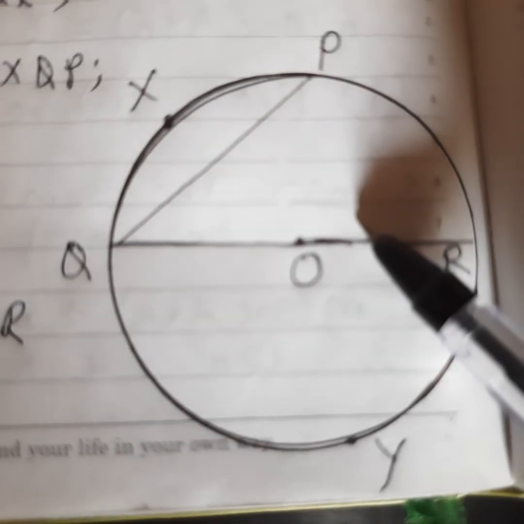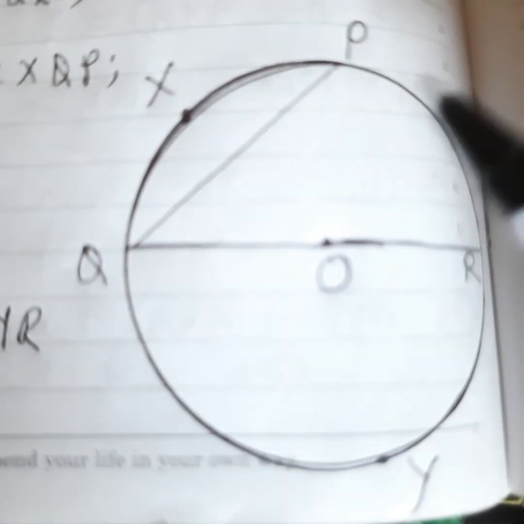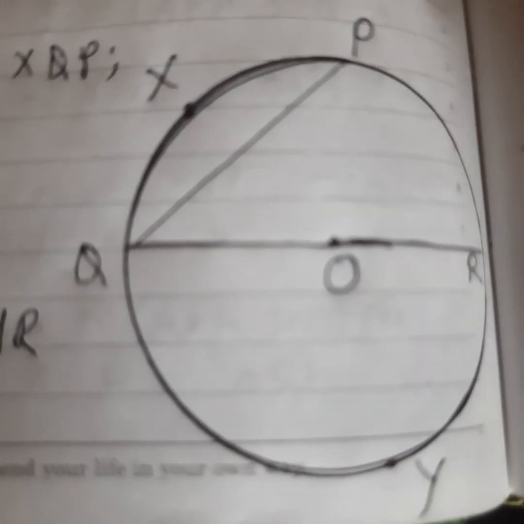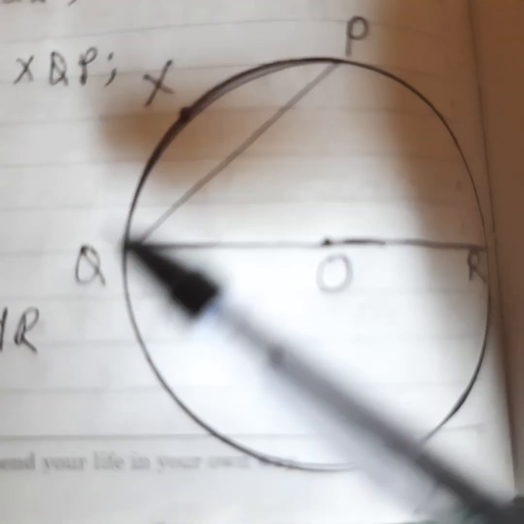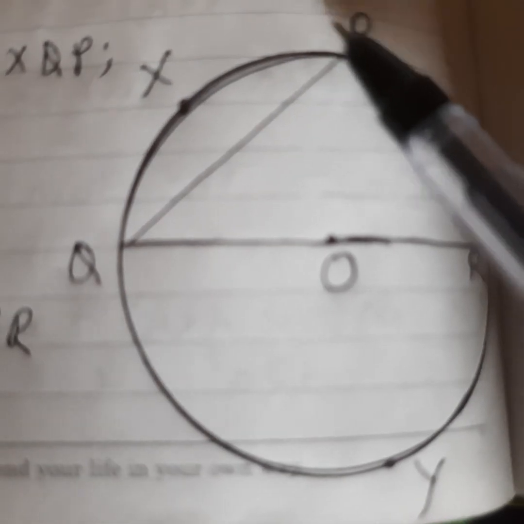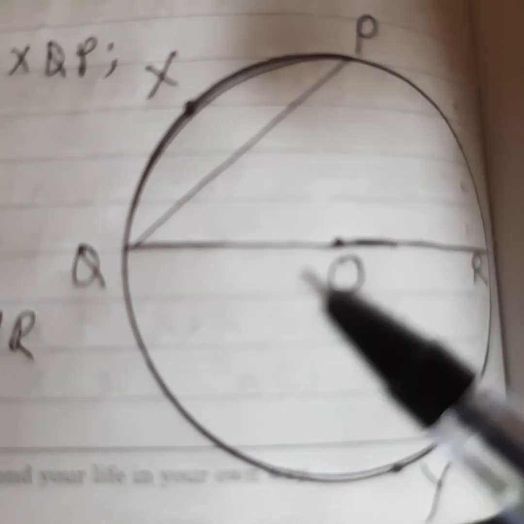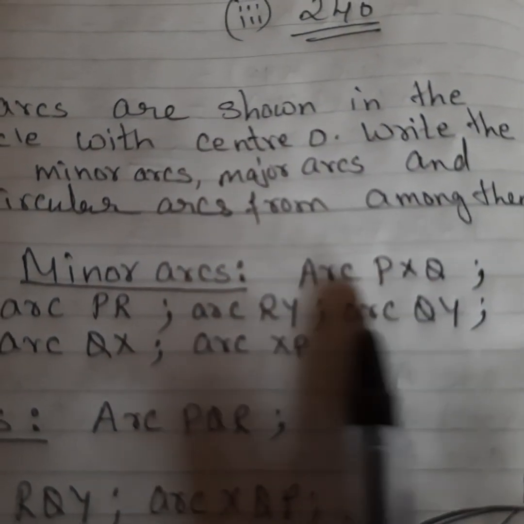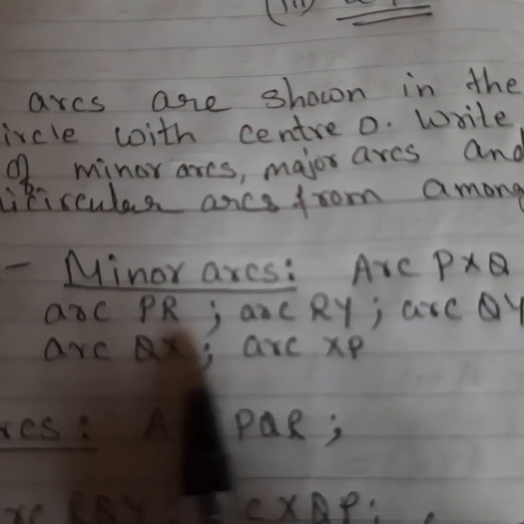You go like this round so that you don't leave out anything, children. So first I said arc PXQ is the minor arc with 3 letter. Then we are taking 2 letters. Arc PR, arc RY, arc QY or YQ, arc QX, arc XP or PX. So we have completed the circle with minor arcs. Okay, children. Last I will show you the minor arcs, or I'll show it right now. Here I have written down to save time. You can see there arc PXQ, arc PR, arc RY, arc QY, arc QX, arc XP.